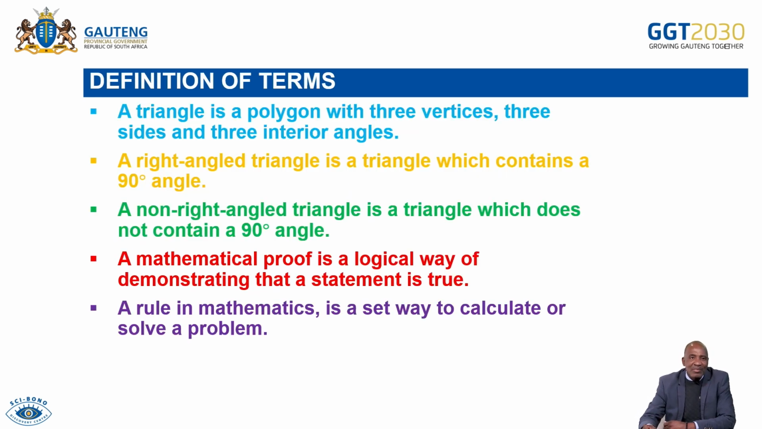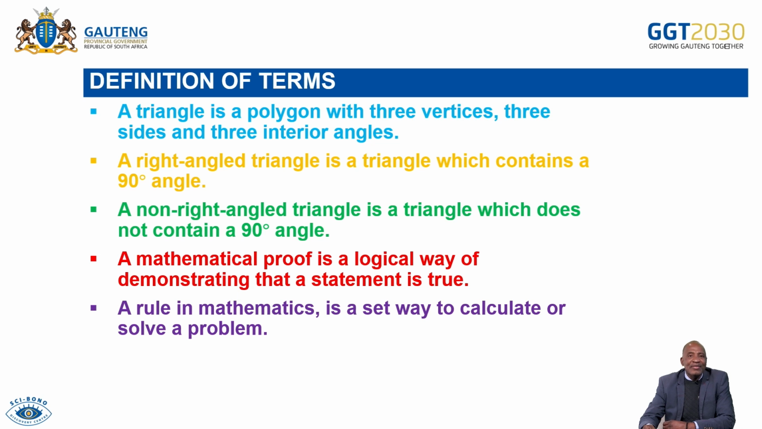There are some selected terms that we are going to define today. For example, what is a triangle? A triangle is a polygon with 3 vertices, 3 sides, and 3 interior angles. And don't forget, those 3 interior angles always add up to 180 degrees. Then a right angle triangle, to be more specific, is a triangle which contains a 90-degree angle. Then a non-right angle triangle is a triangle which does not contain a 90-degree angle.